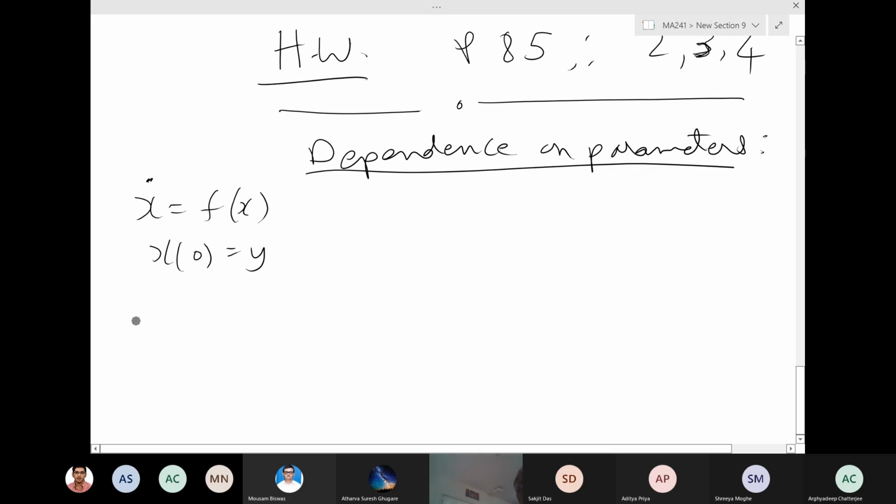So for instance, suppose I have the equation x dot equals x squared, x of 0 equals y. What do I mean by changing the function slightly? I can consider, for instance, x dot equals x squared plus epsilon x. For each epsilon, I get a differential equation. Epsilon equal to 0 would correspond to the original equation.